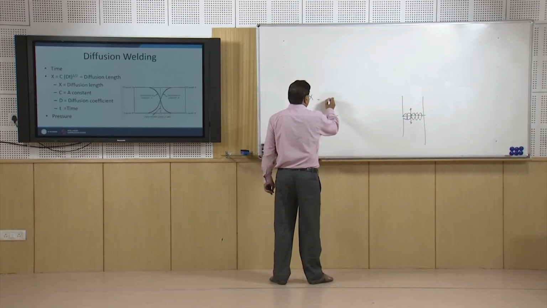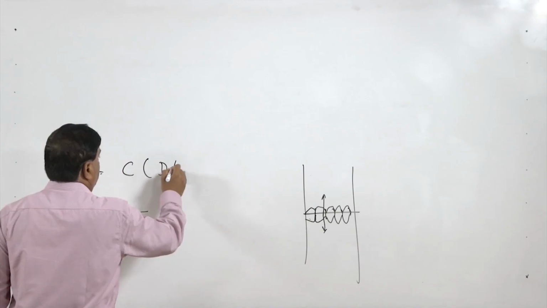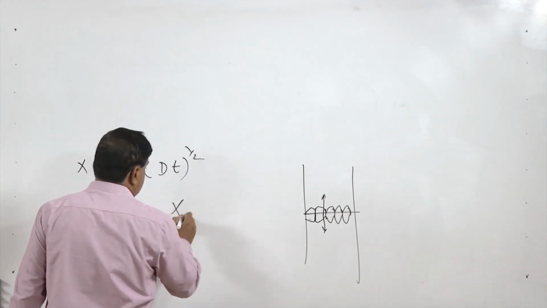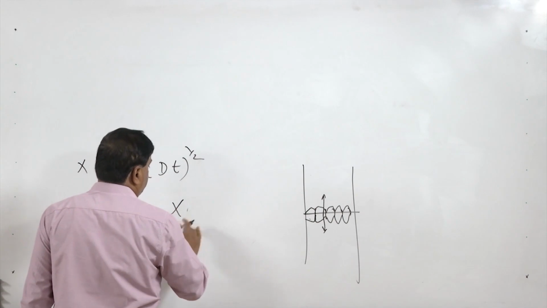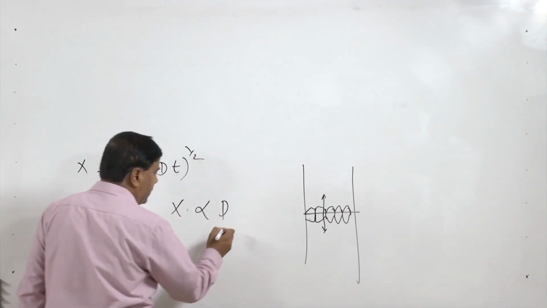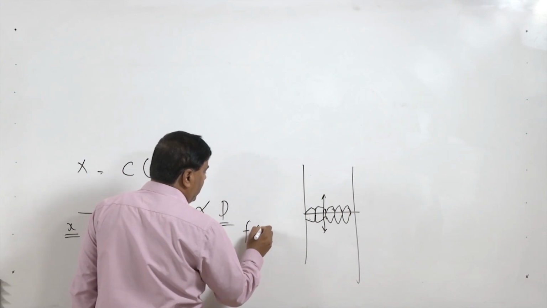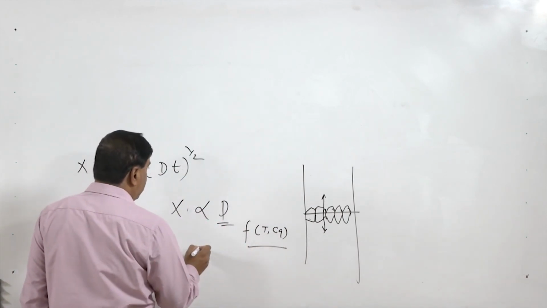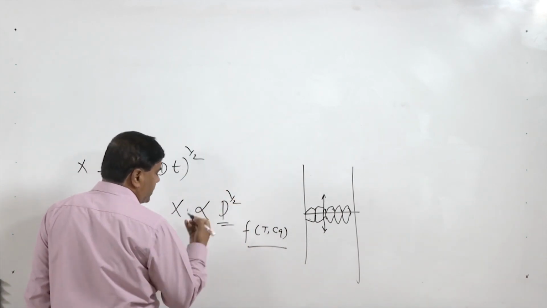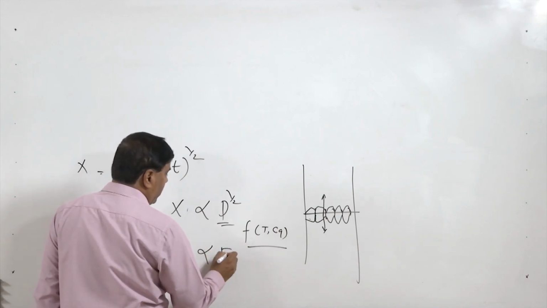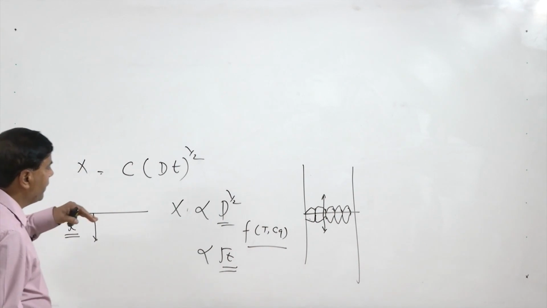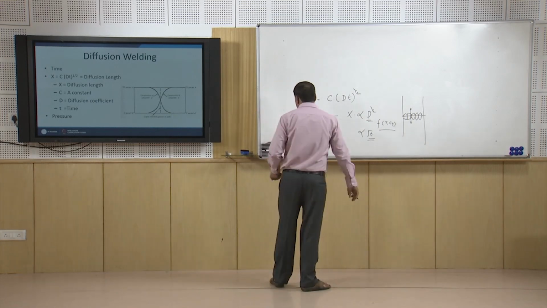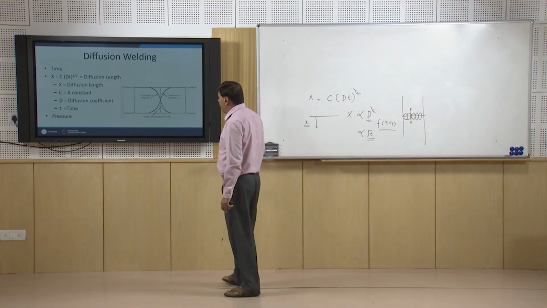This is found to be a function of C, D, raised to the square root of t. So, the distance up to which diffusion takes place is found proportional to the diffusion coefficient, which is of course a function of the temperature as well as the concentration gradient, and it is also proportional to the square root of the time. So, the longer the time, the greater will be the distance up to which diffusion will be taking place as compared to the shorter periods. So, this is what happens.